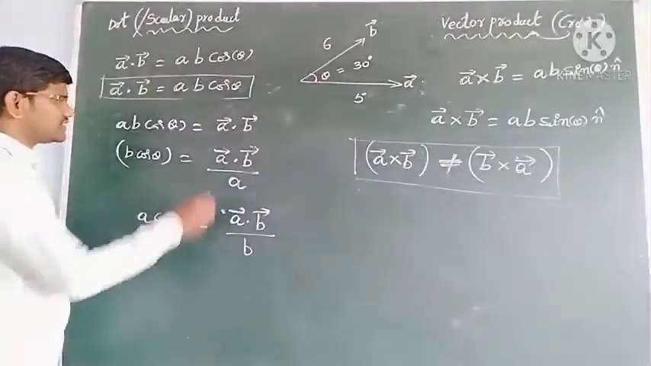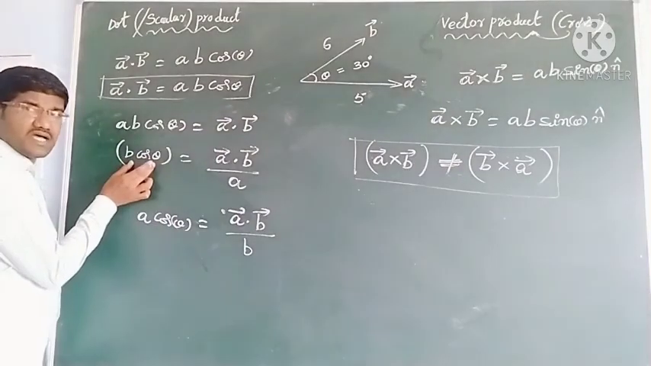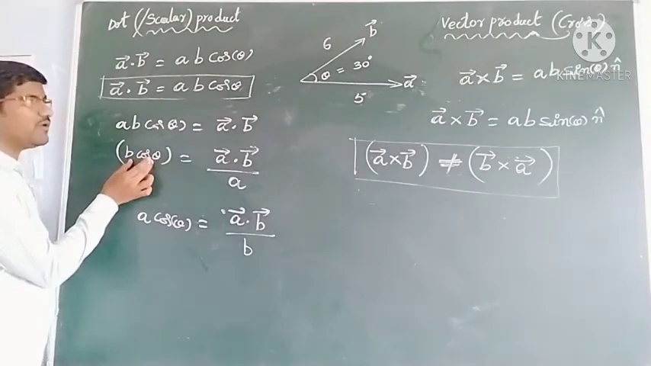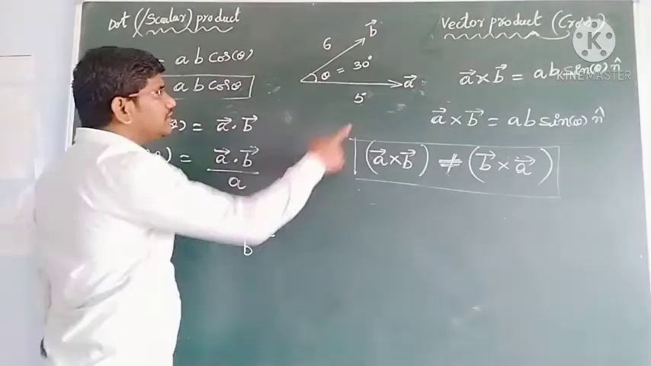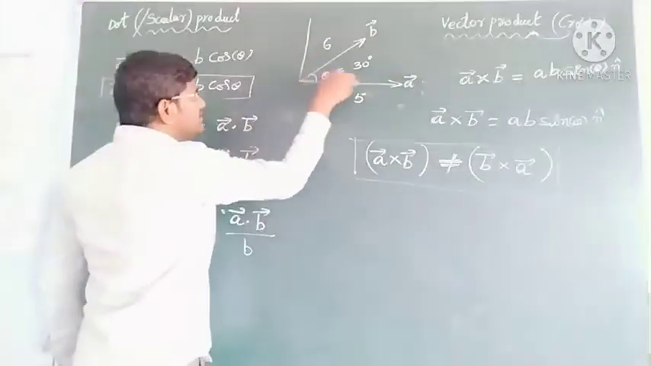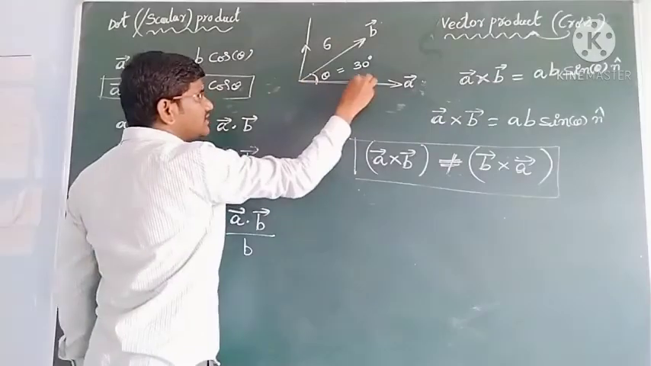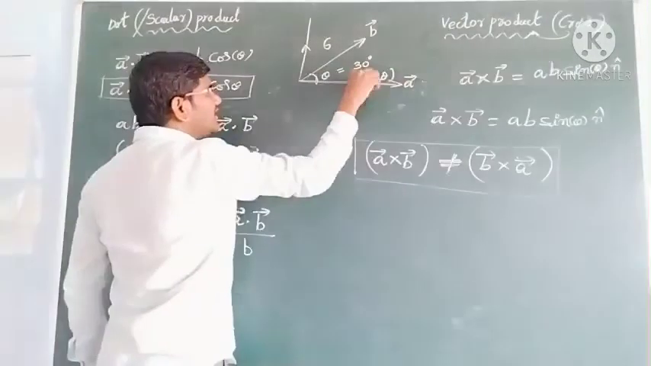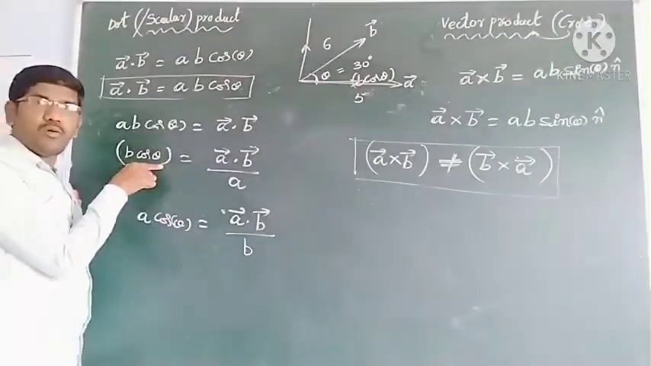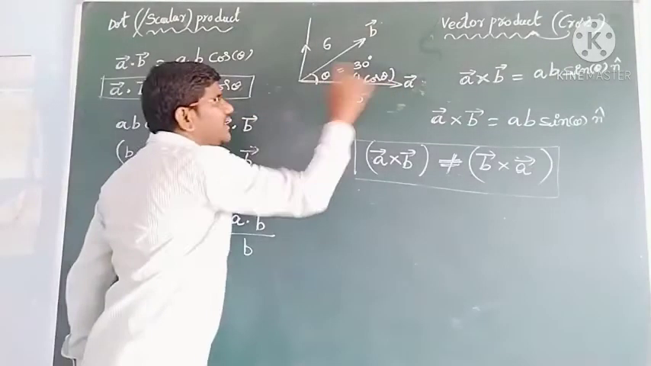Okay students, so here B cos theta is, what is that? This B cos theta is the component of B bar. We know that B bar will have two components. This is the B bar value. If I consider this is the x axis and this is the y axis, this is theta, the adjacent side, you will get here B cos theta and you will get here B sin theta. That's why B cos theta is the component of vector B bar in the direction of A bar.